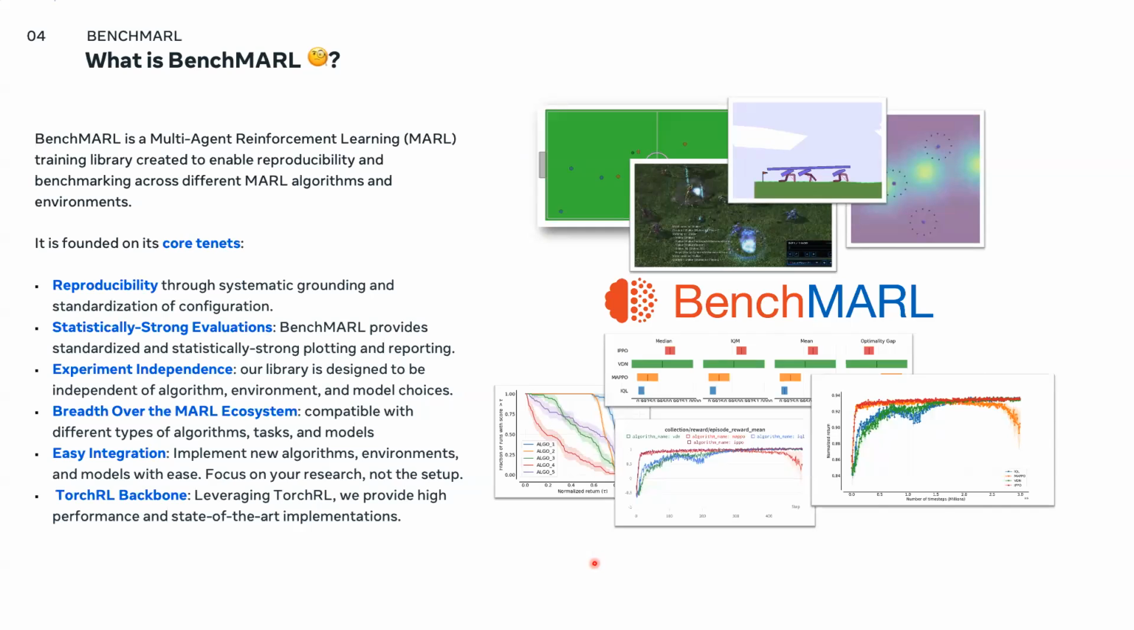And basically, it has some core tenets, which focus on reproducibility and statistically strong evaluations. We also want experiment independence, where the experiment will be agnostic of what multi-agent reinforcement learning algorithm you use, or what environment you use, or what model. We want to have breadth, so support any kind of formulation with regards to algorithms, for example, off policy, on policy, actions that are discrete, continuous. We want to abstract over all these. We want it to be easily integrated so that you can implement your own algorithm and compare against the ones that are already available or the environments already available.